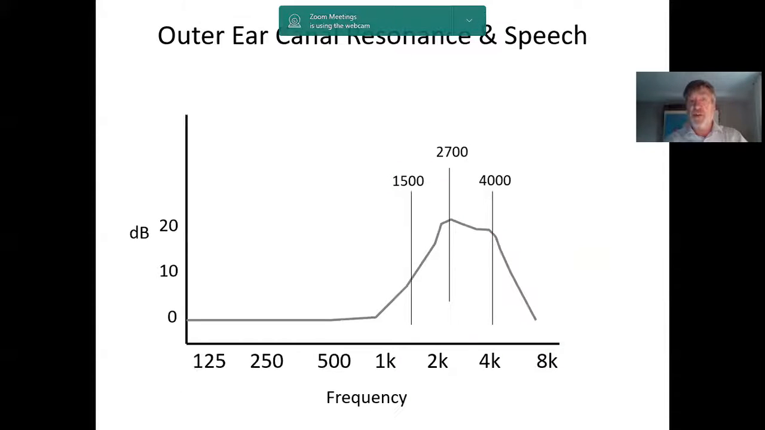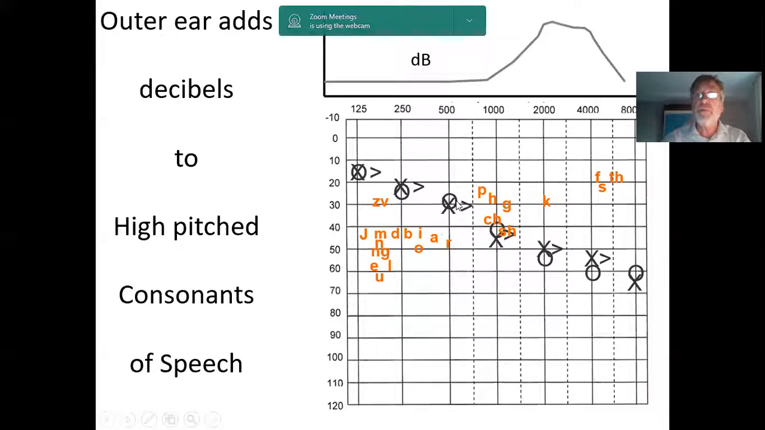So here's the outer ear canal resonance shown closer up. All right, so you've got the ear canal resonance starting at around 1,500 hertz, ending around 4,000 hertz with a peak at around 2,700 hertz. The outer ear adds decibels to the high-pitched consonants of speech. And here's a very common hearing loss, the X's and O's.